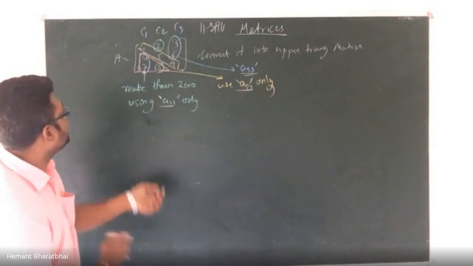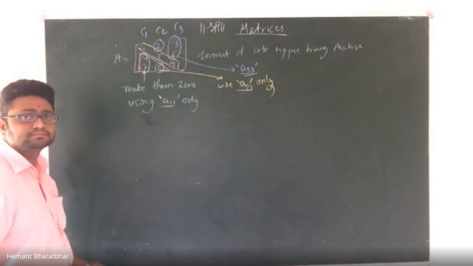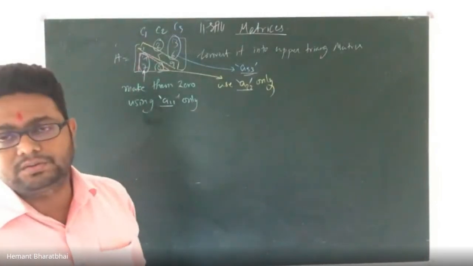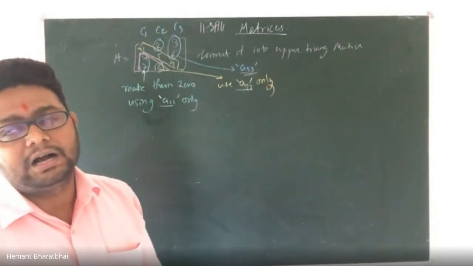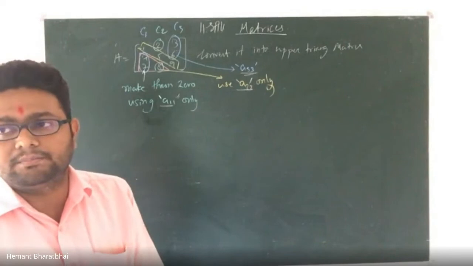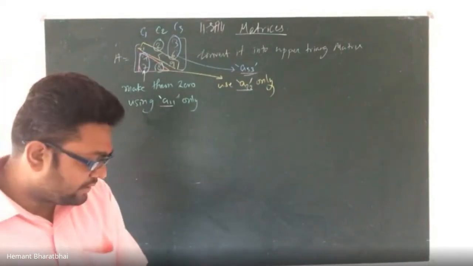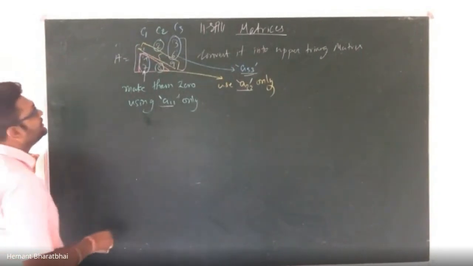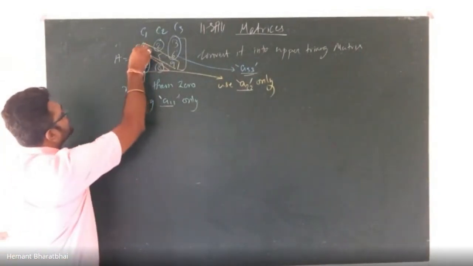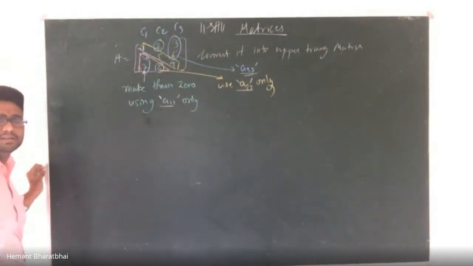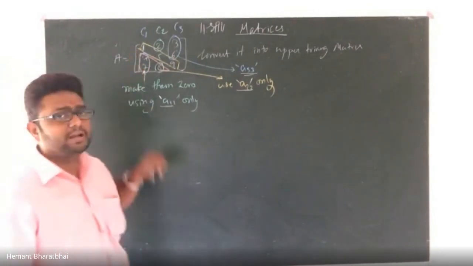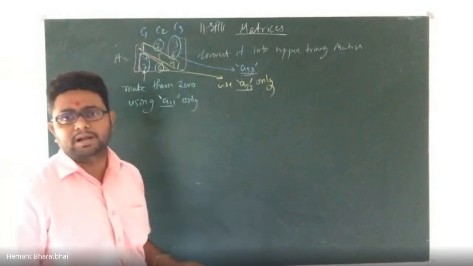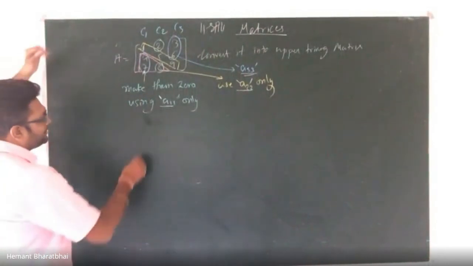So how can I make this element 0? Now again, this is for the first time, so I am going to show each and every step. After that, we can make our method short, to save time and to avoid errors also. So can I multiply this with 4 and then subtract it from this? If I multiply 1 with 4, it will become 4, and then I subtract it from 4, it will become 0. So that is what I am going to do.